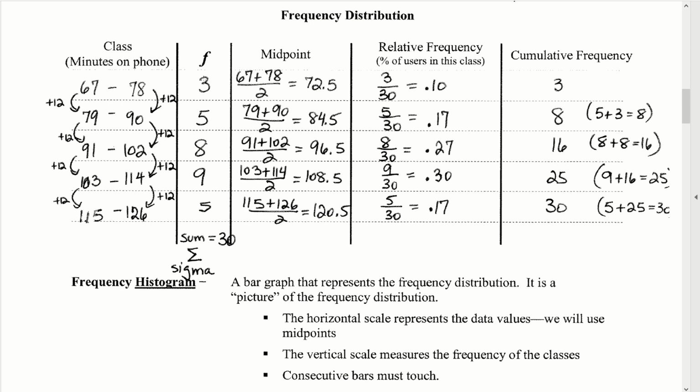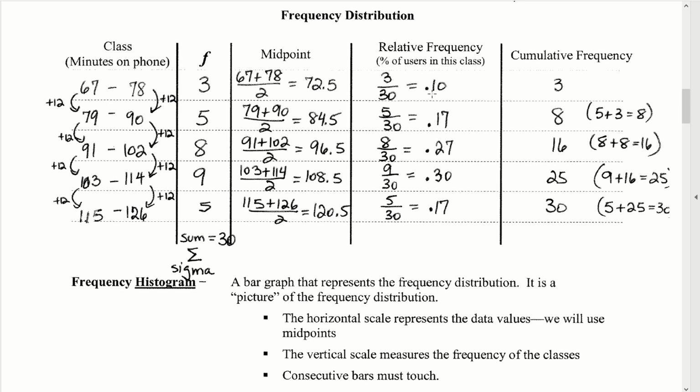For the first one, it would be 3 divided by 30. That would give us 0.10. For the next class, it's going to be 5 divided by 30, which we're going to round a little bit. This is going to round to 0.17. For us, relative frequency, we will always round it to 2 decimal places. The next one would be 8 divided by 30. That's 0.27. 9 divided by 30 is 0.30 rounded. And then 5 divided by 30 would be 0.17.